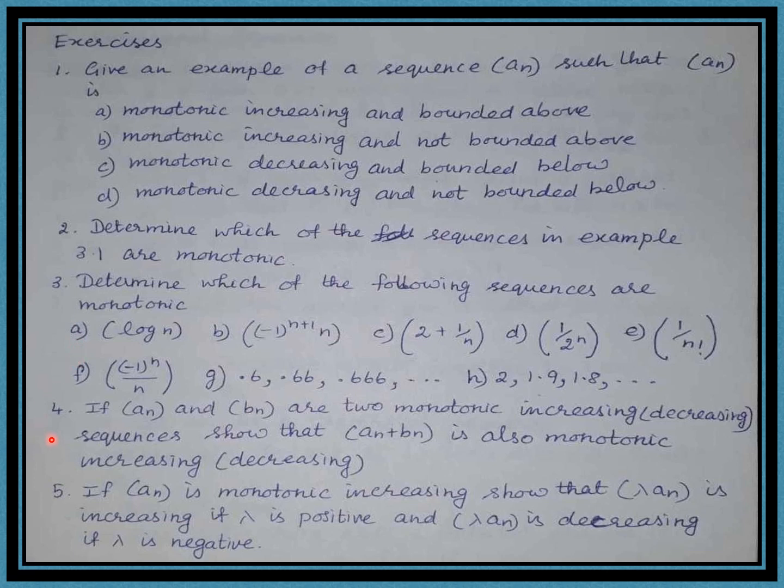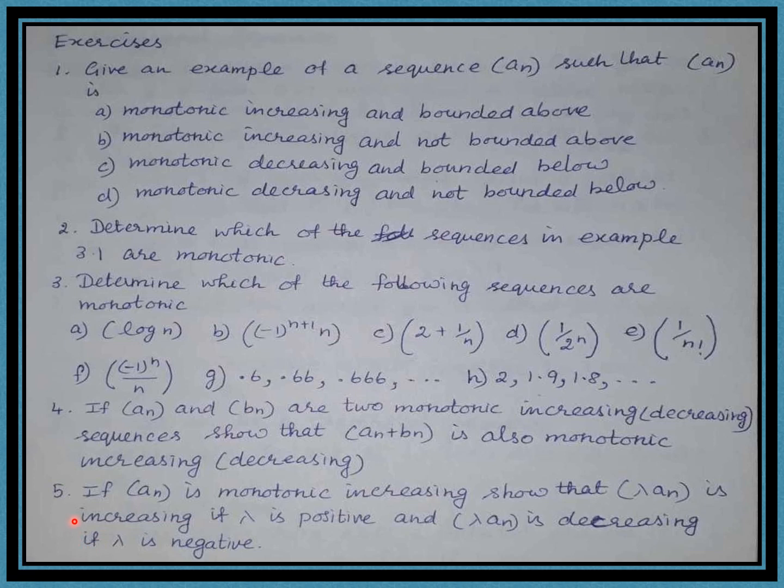The fourth question is, if sequences an and bn are two monotonic increasing sequences, let us take increasing, the similar thing for decreasing also, then we have to show that an plus bn is also monotonic increasing. So we can take the nth term of this sequence, that is a(n+1) plus b(n+1) minus (an plus bn), and we can check whether it is less than or equal to 0 or greater than or equal to 0, from which we can prove the result.